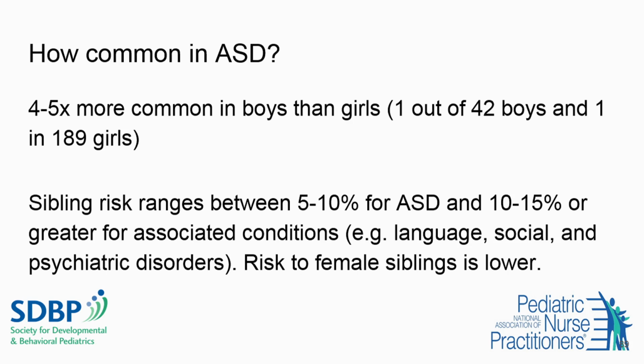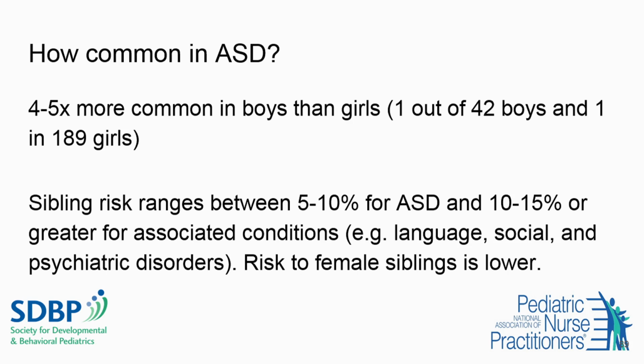Autism is also increased in siblings. If a child has an older sibling with autism, they have a 5 to 10% increased risk of having autism as well. There's also a higher risk of what's called the broader autism phenotype. So in families who have a child with autism, there are also higher rates of other related conditions.